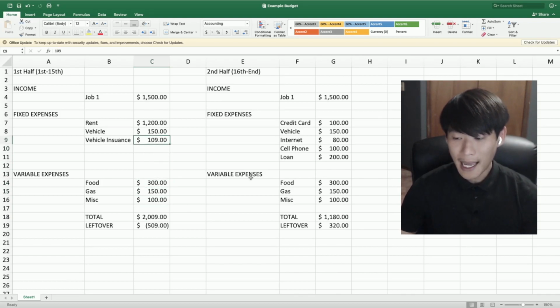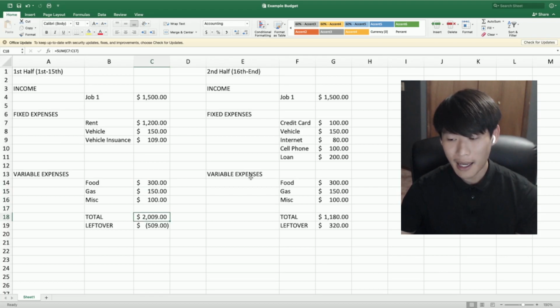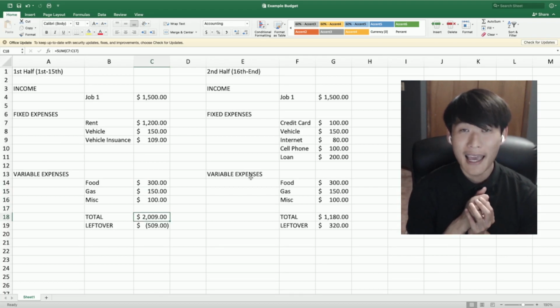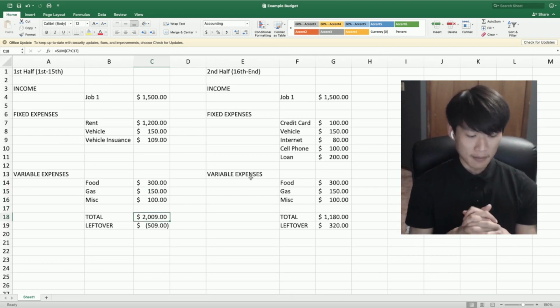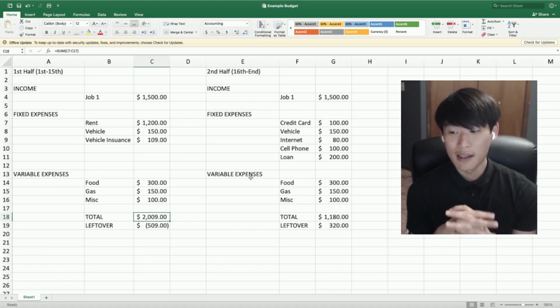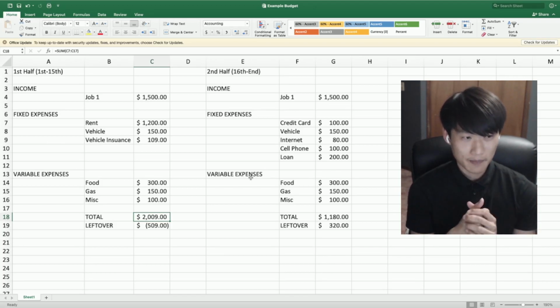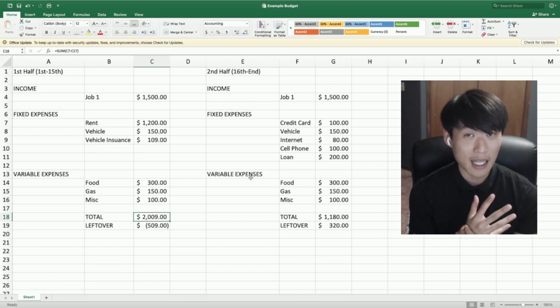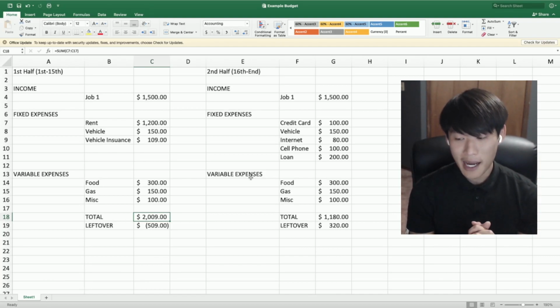Okay. So what I do is I add up all the fixed expenses and the variable expenses. And what we get for a total amount is $2,009 for the first half. For the most part, people are struggling at this part because they find that their first half of the month is pretty heavy, and they're left with a deficit. That's what the parentheses mean, the brackets.